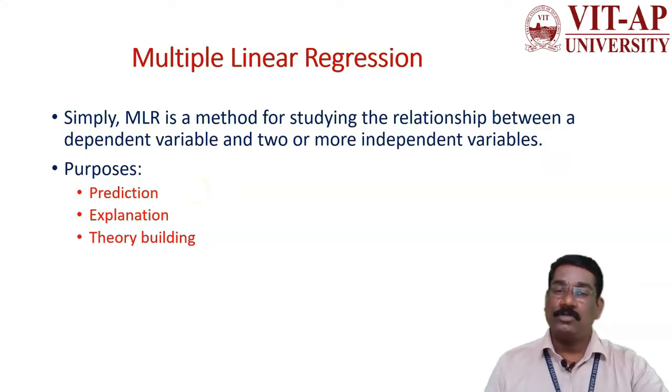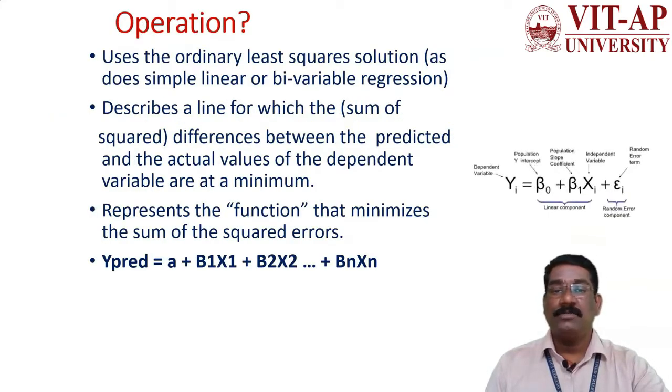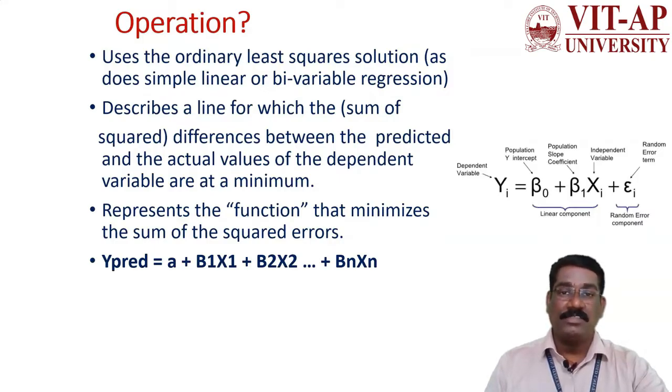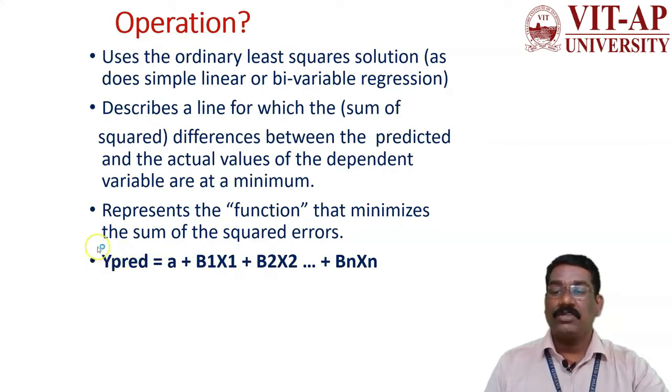So let us move further to elaborate on multiple linear regression analysis. In the operational aspects, it uses the ordinary least squares solution, as in simple linear or bivariate regression, which describes a line for which the sum of squared differences between the predicted and the actual values of the dependent variable is at a minimum. It also represents the function that minimizes the sum of the squared errors. For example, here y is the predicted dependent variable, there is the constant, and these are the independent variables. These independent variables help us to predict the dependent variable called y.